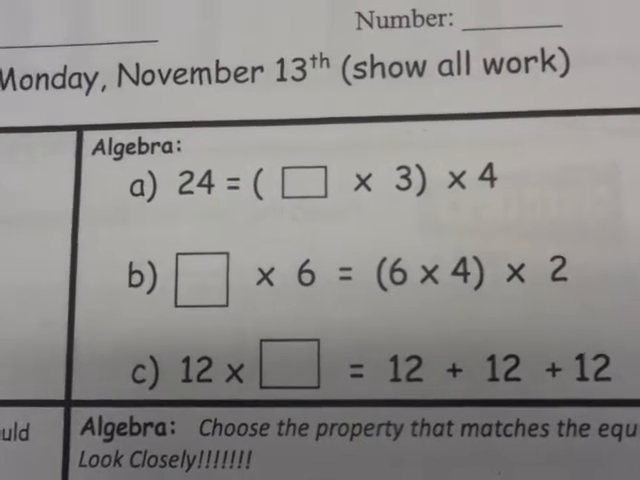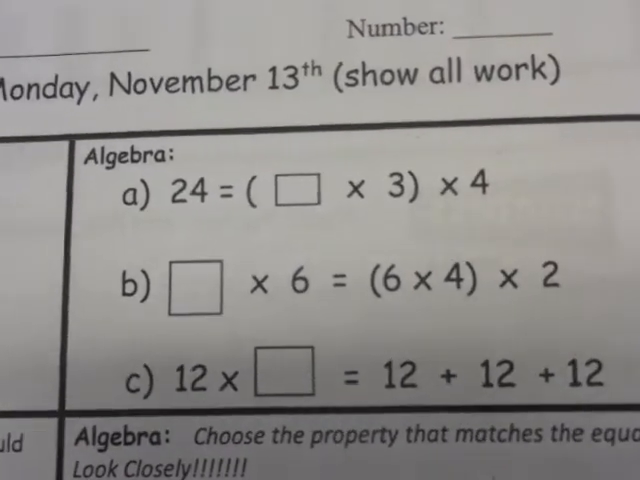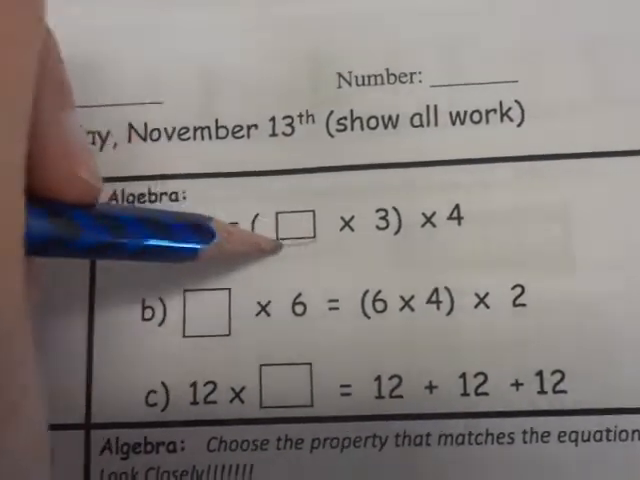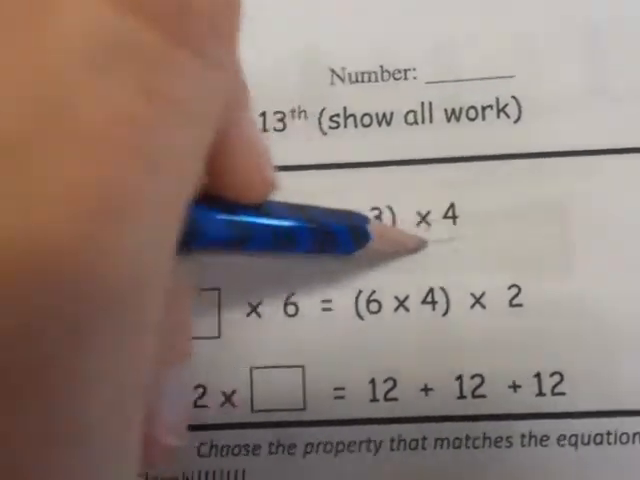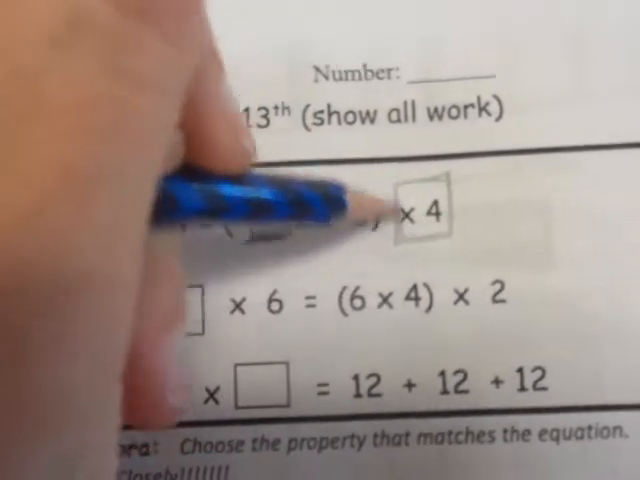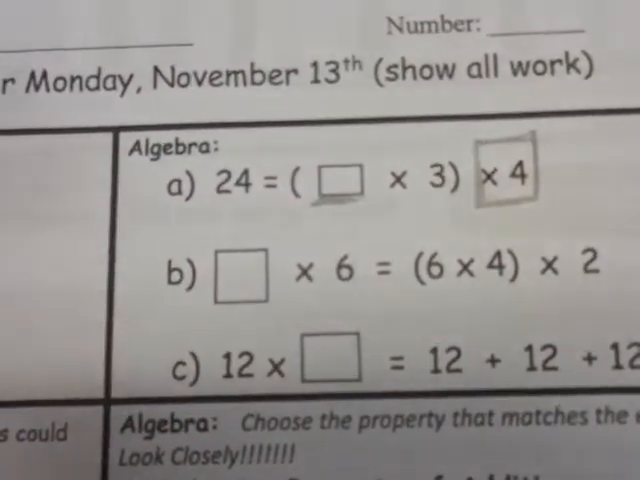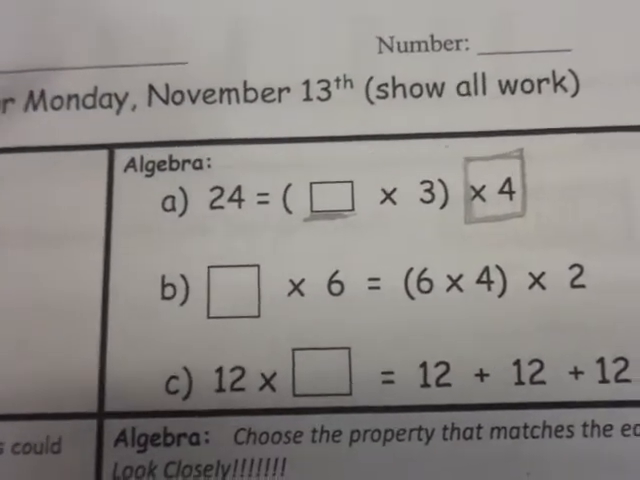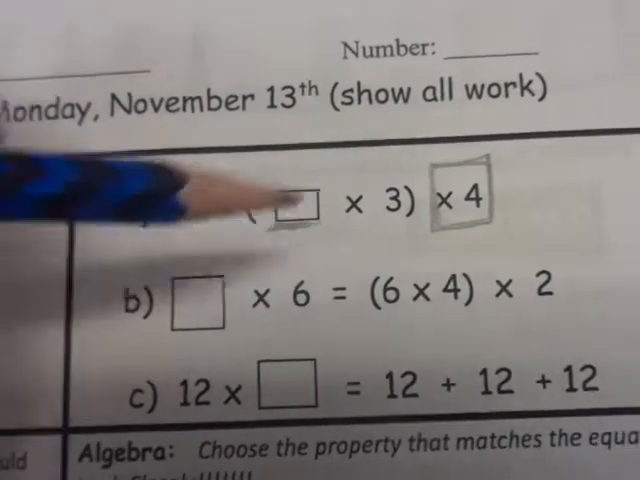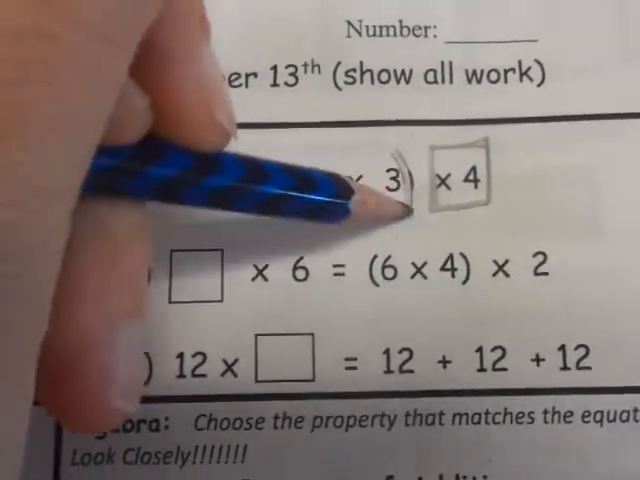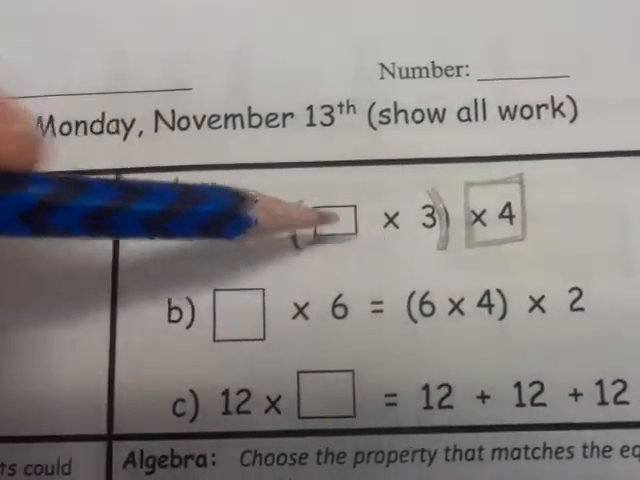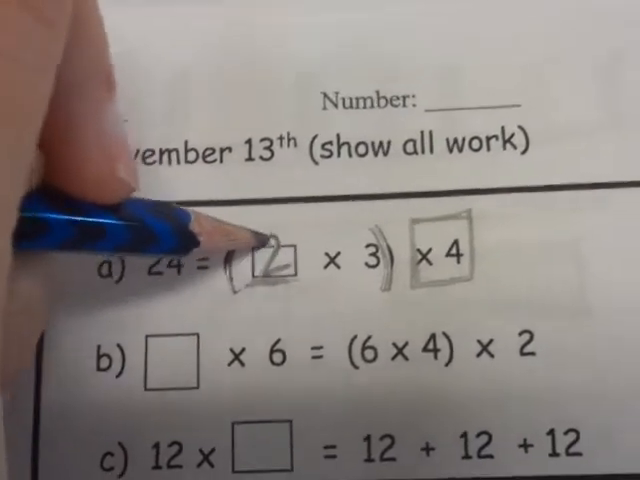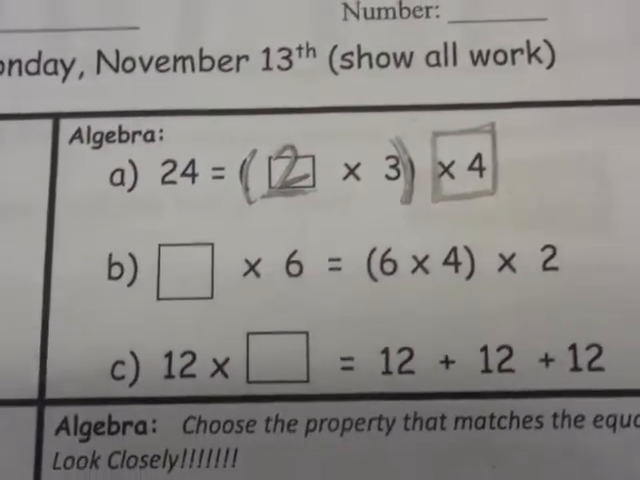Next question shows algebra. I have to figure out what goes in these blanks to make 24. So I have to figure out what this number is. Something times 3 times 4 equals 24. So what I'm thinking in my head is, what times 4 equals 24? Well, I know 6 times 4 equals 24. So how can I make this equal 6? Well, 3 times what equals 6? 3 times 2 equals 6. Alright, so filled in that blank.